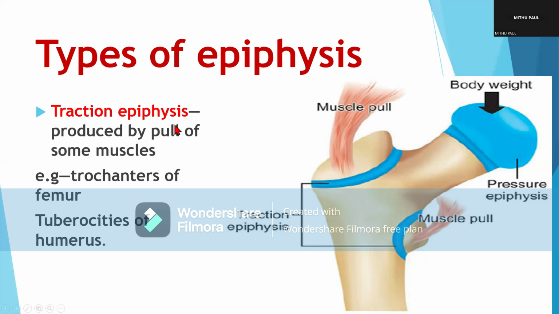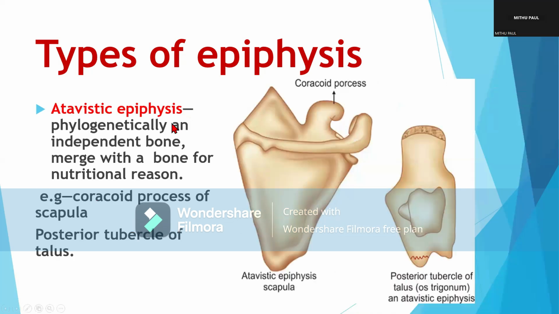Okay. Now coming to the next type of epiphysis, that is known as the traction epiphysis. Traction means to pull, and this pull is produced by the attachment of some muscle. The examples are the two trochanters in case of femur, the greater and the lesser trochanters.